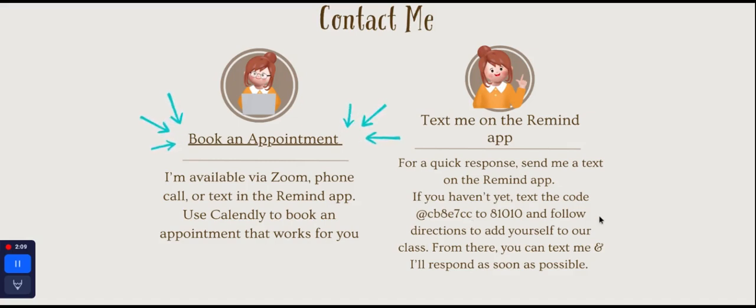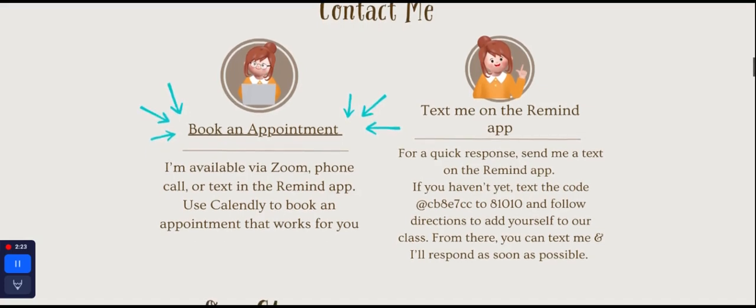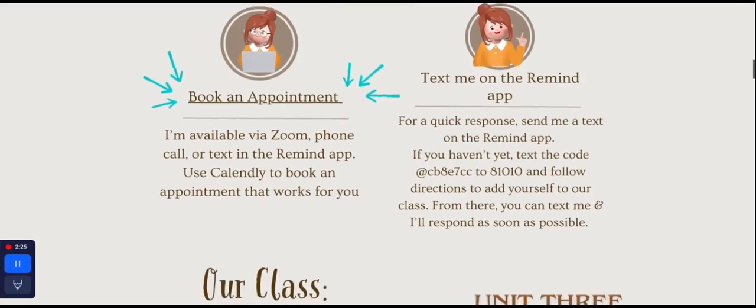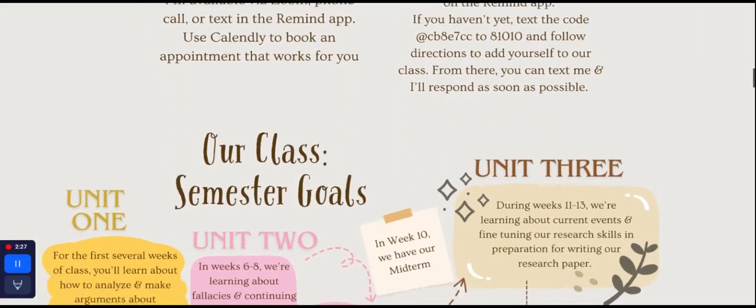So you're going to text a code to 81010, follow those directions. That's going to get you in our class on the Remind app, and that's so that you can text me to reach me quickly. Again, if you're not a spring 2025 student, then your code will be different, so just look in your syllabus for your updated code.